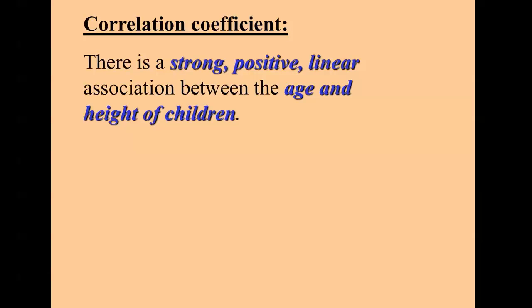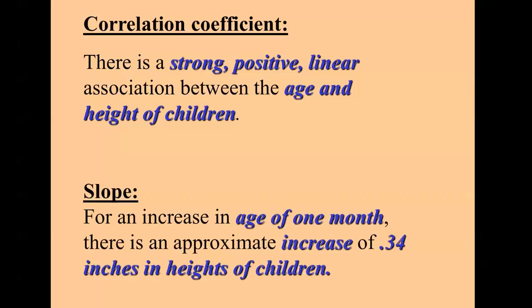And then the x and y, instead of saying x and y, we put in the actual phrases that mean x and y. Our slope would be, for an increase in age of 1 month, there is an approximate increase of 0.34 inches of heights of children. So the 0.34 was the slope of the line. It was positive, which meant it was an increase. And then we just filled in context of what the other information meant. So X meant months and Y meant heights.